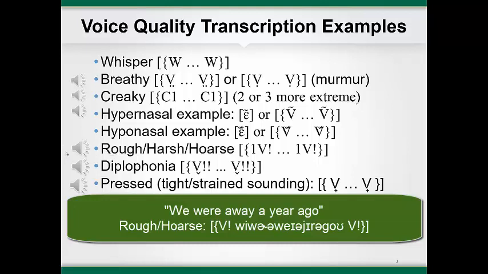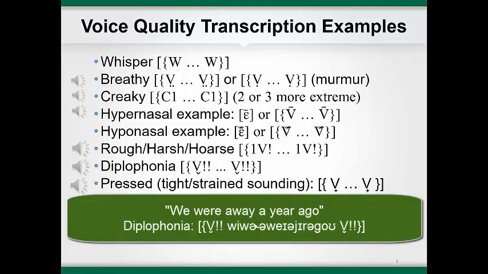Rough voice is transcribed by enclosing an uppercase letter V inside the curly braces on each side, with an exclamation point to the right and a number optionally used to indicate the degree of roughness observed on the side opposite the exclamation point.